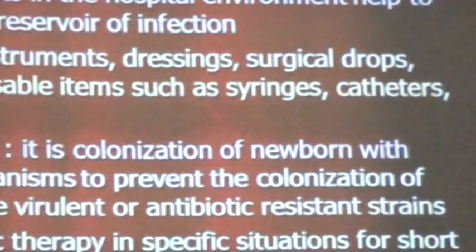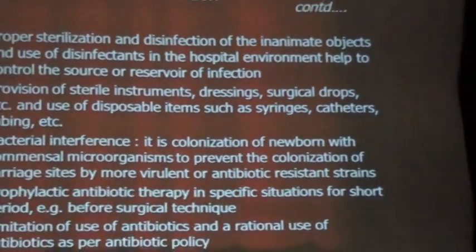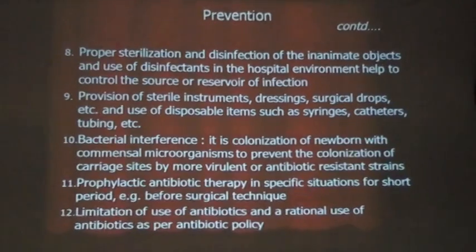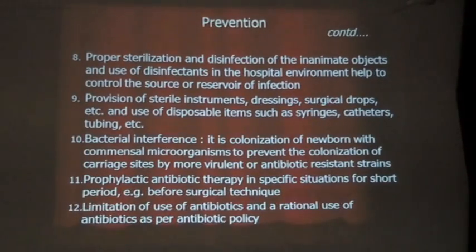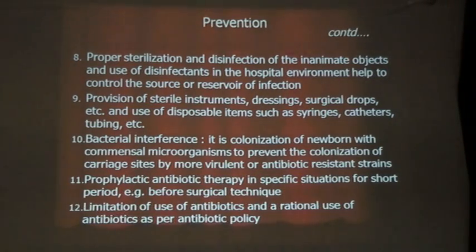Bacterial interference: it is colonization of newborn with commensal microorganisms to prevent the colonization of carriage sites by more virulent or antibiotic resistant strains. Can you give an example of this bacterial interference? Please see, I am repeating, it is colonization of newborn with commensal microorganisms to prevent colonization of carriage sites by more virulent or antibiotic resistant strains.